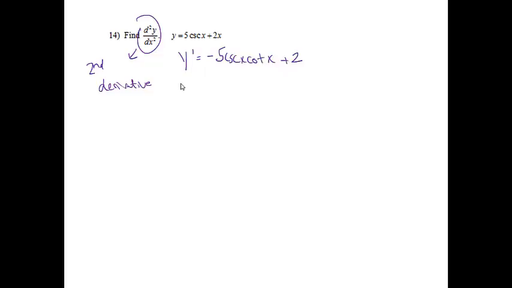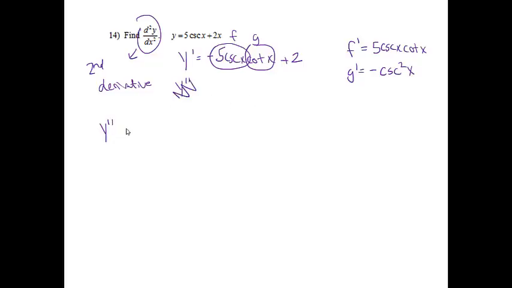All right, now from here, if we want to take that second derivative, I do notice that we now have a product. This would be my f, and this would be my g. So in order to take the derivative, I am going to need to use the product rule. F prime, the derivative of negative 5 cosecant x, will be positive 5 cosecant x cotangent x, and then g prime will equal the derivative of cotangent x, which is negative cosecant squared x. All right, so now I'm ready to take my second derivative, and I'm going to come down here so I have a little bit more room.